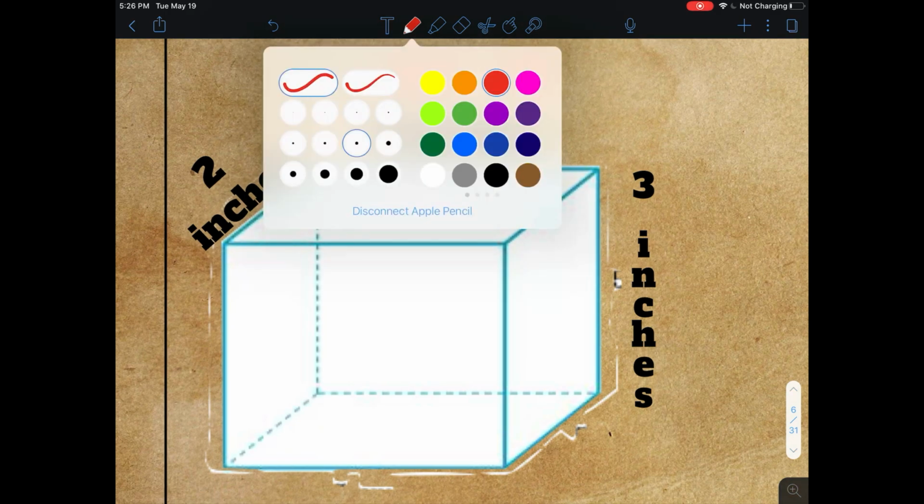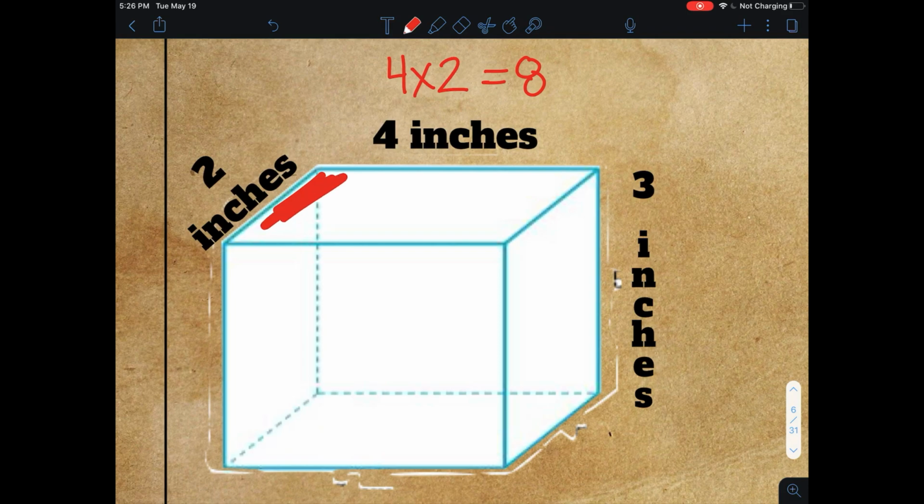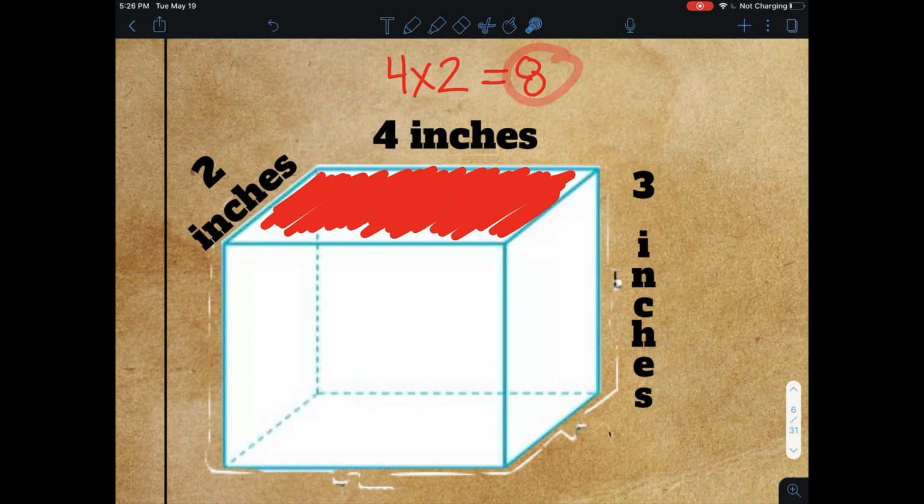Let me make this a little larger. This area right here is 8 inches squared. So the area of that top layer is 8 inches squared. And now we're going to take this 8 and imagine that we have 3 inches of paper like that. So we have 3 inches of it, because this rectangular prism is 3 inches tall.